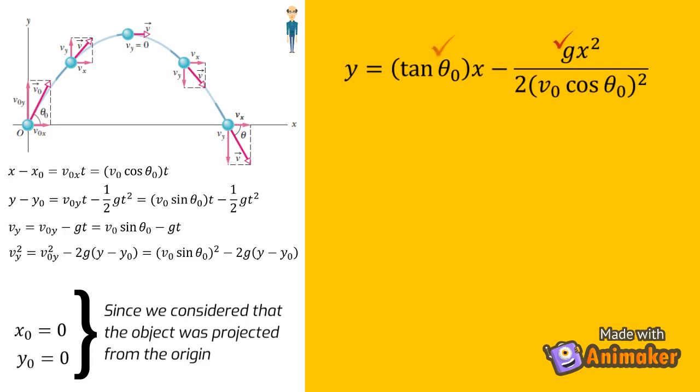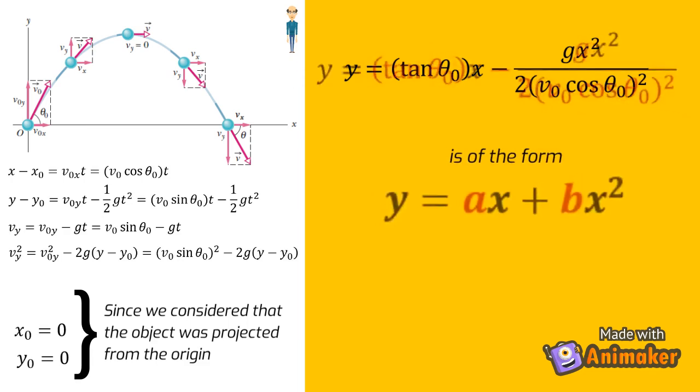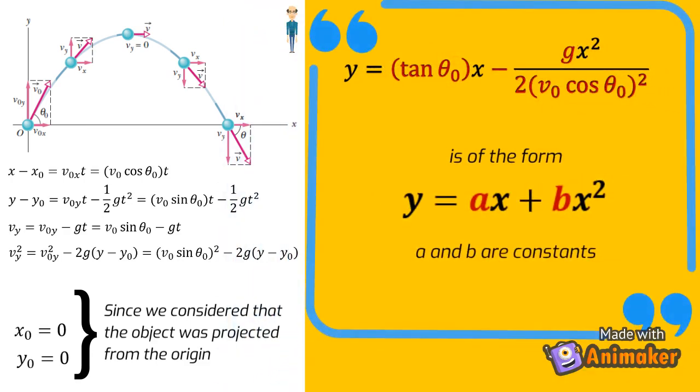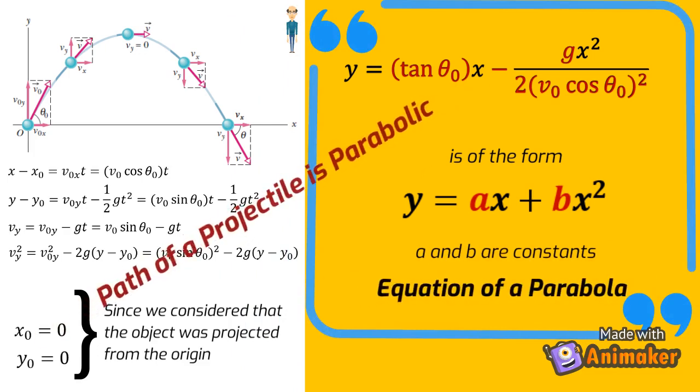Because g, theta 0 and v0 are constants, this equation is of the form y equal to a x plus b x square, in which a and b are constants. This is the equation of a parabola. So the path of a projectile is parabolic.